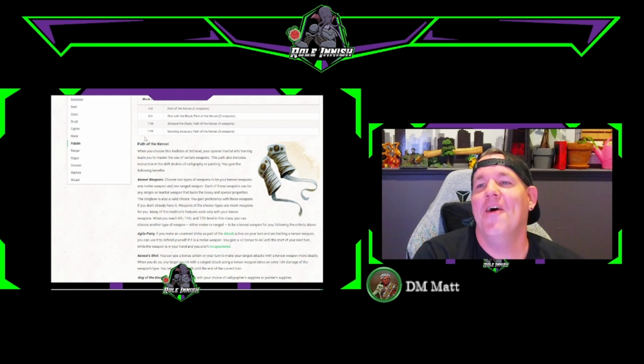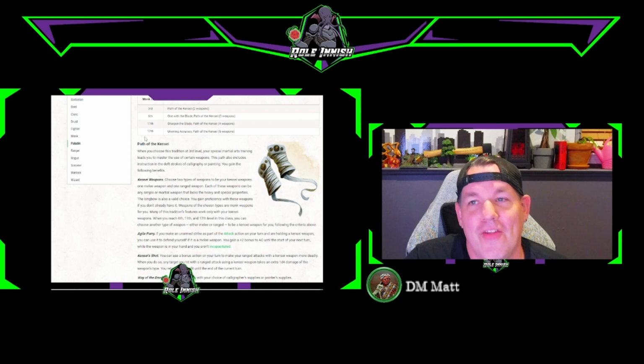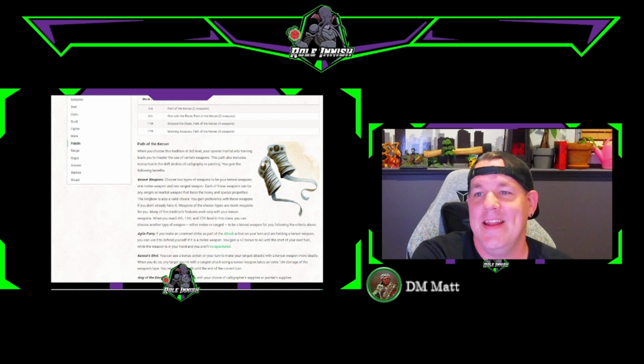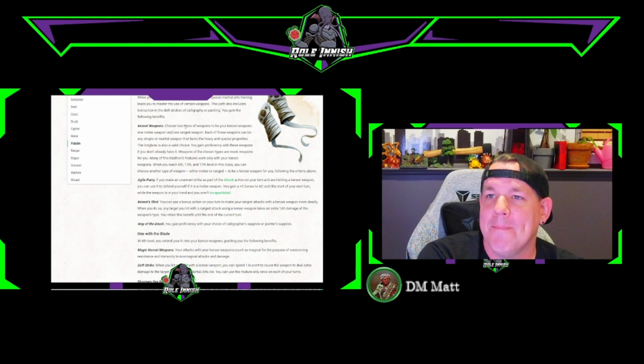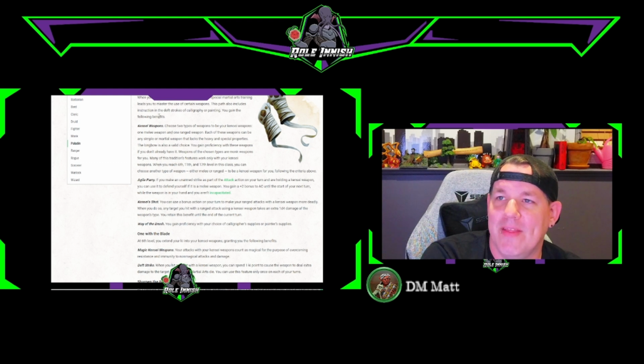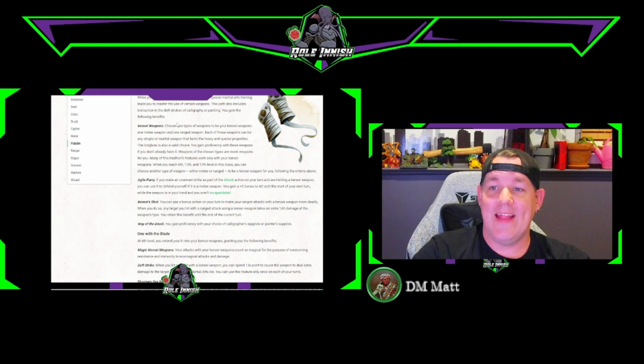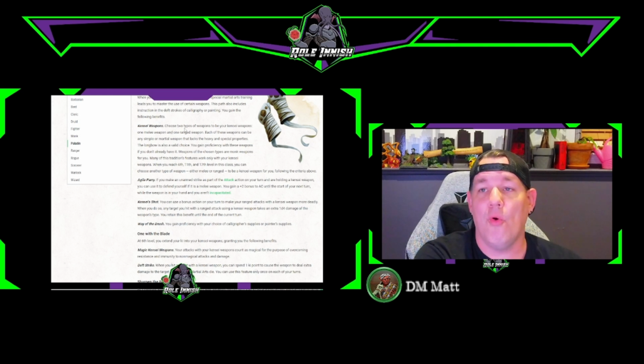You get 4 different features at levels 3, 6, 11, and 17, starting with Path of the Kensei at level 3. Your martial arts training leads you to master the use of certain weapons. It also gives you the ability to use calligraphy or painting. So you're going to gain the following benefits. There are 4 to your Path of the Kensei.